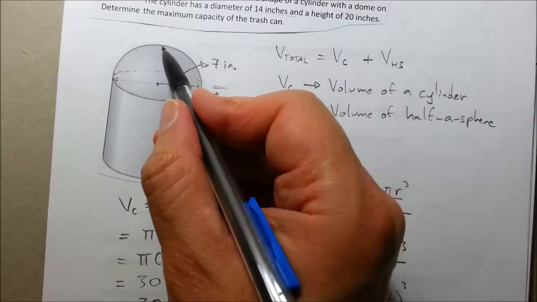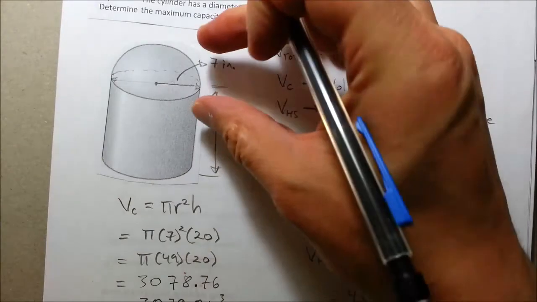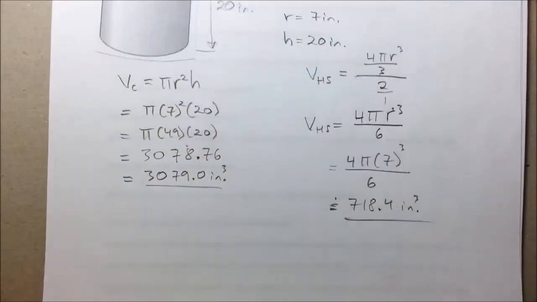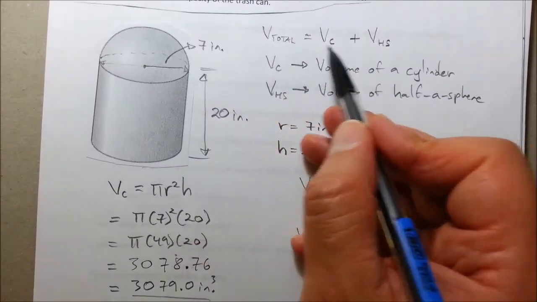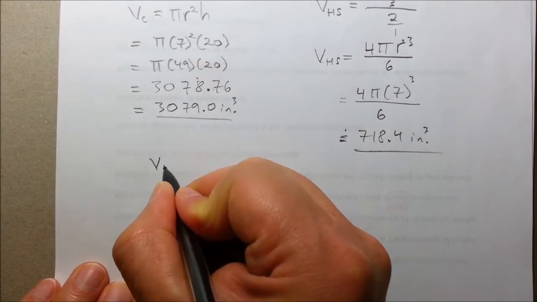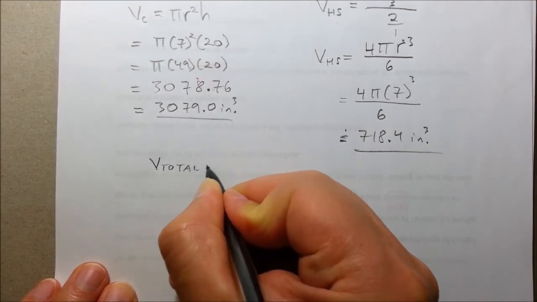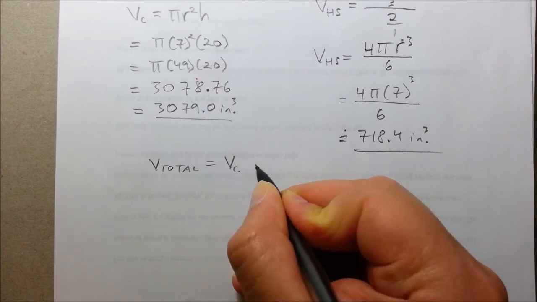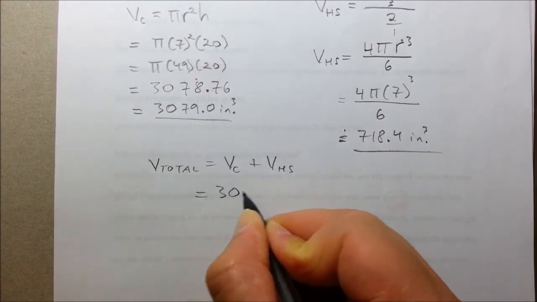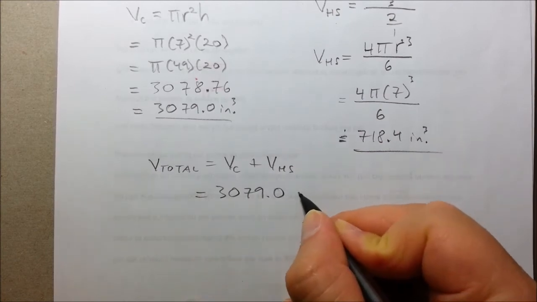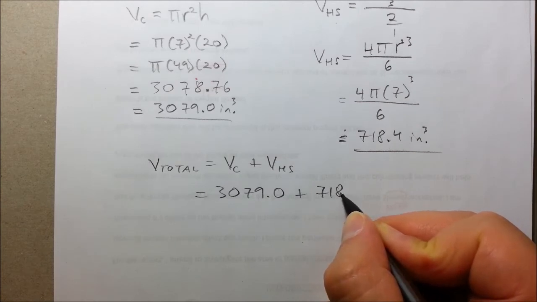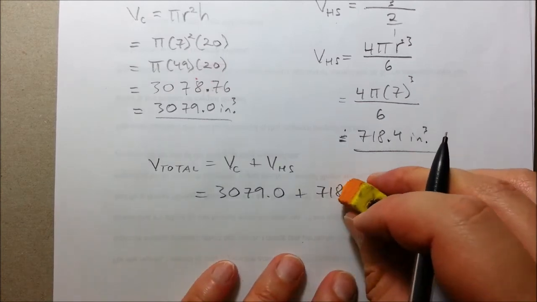So we found the volume of the top part, and now all we have to do is add the volumes of the two shapes, just like we indicated at the beginning. I'm going to rewrite that. Volume total is equal to the volume of the cylinder plus the volume of half a sphere, and that's equal to 3079.0 plus 718.4, which I'm going to round off to 719.